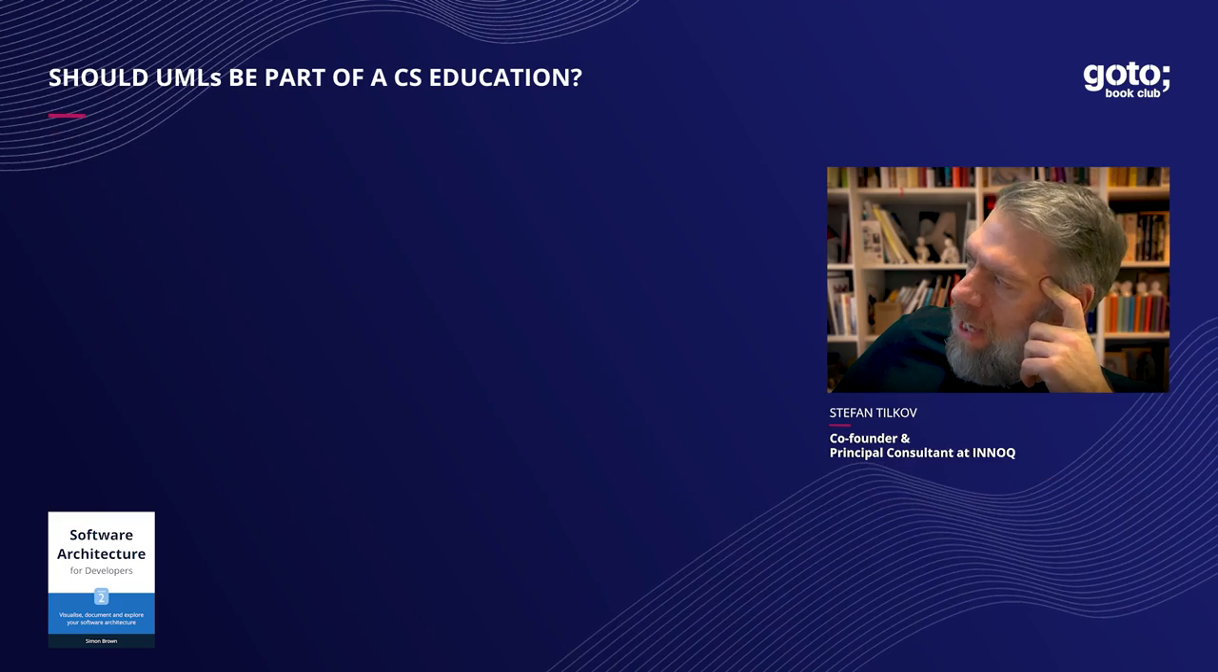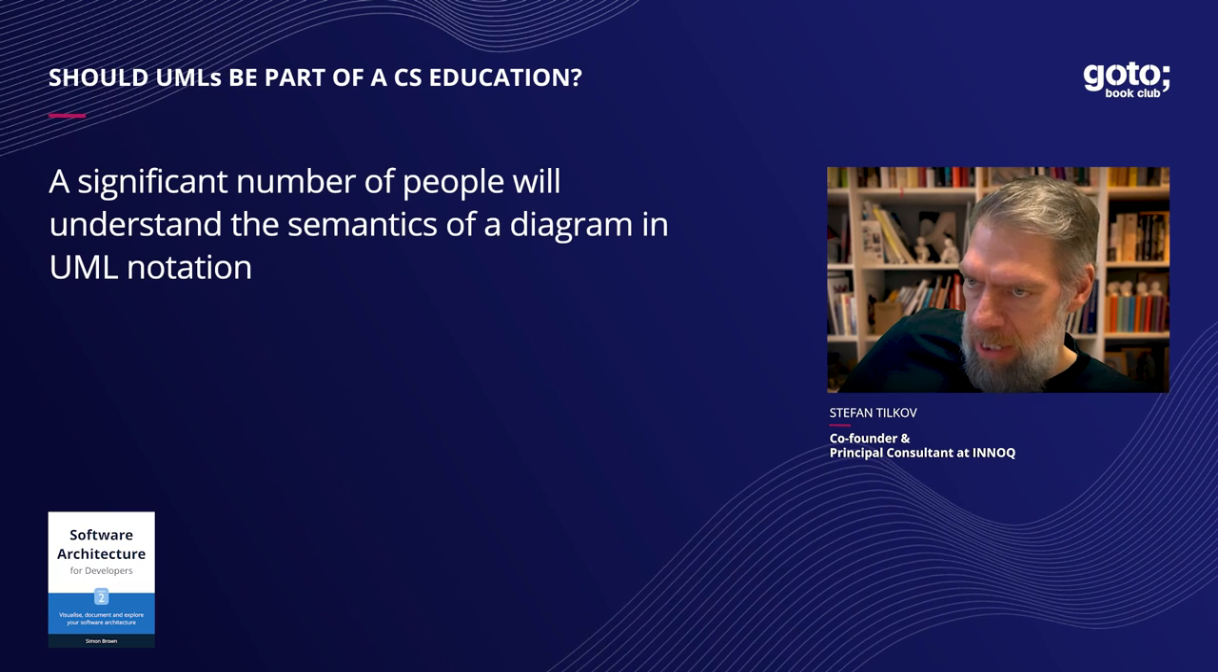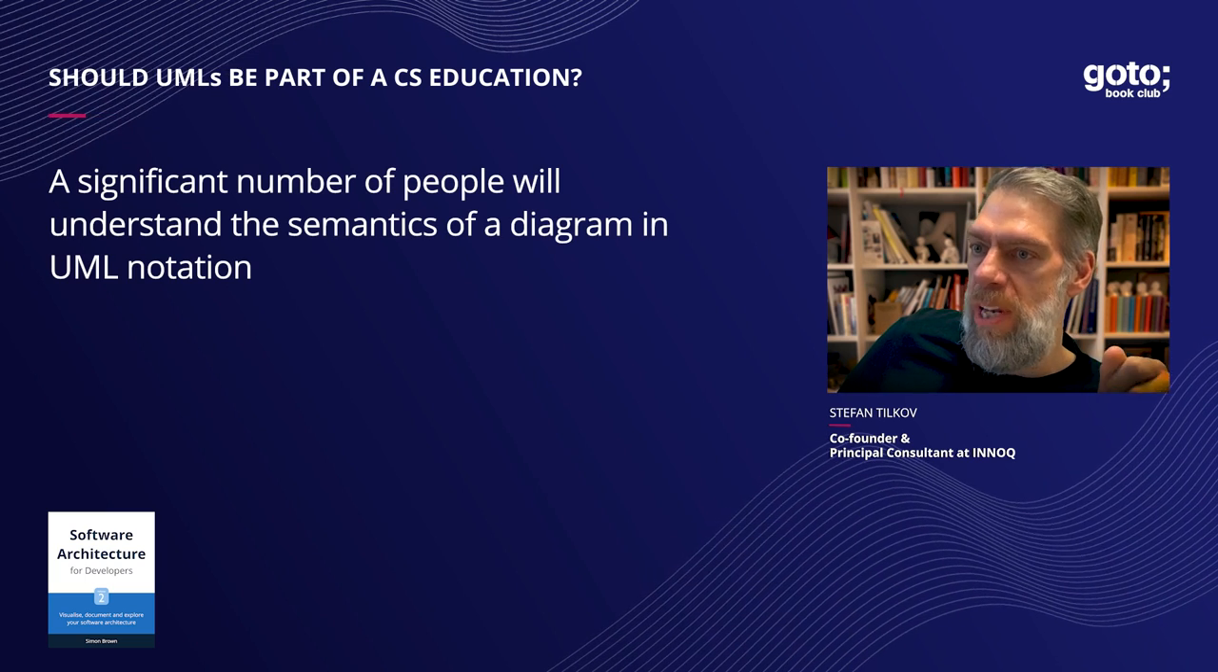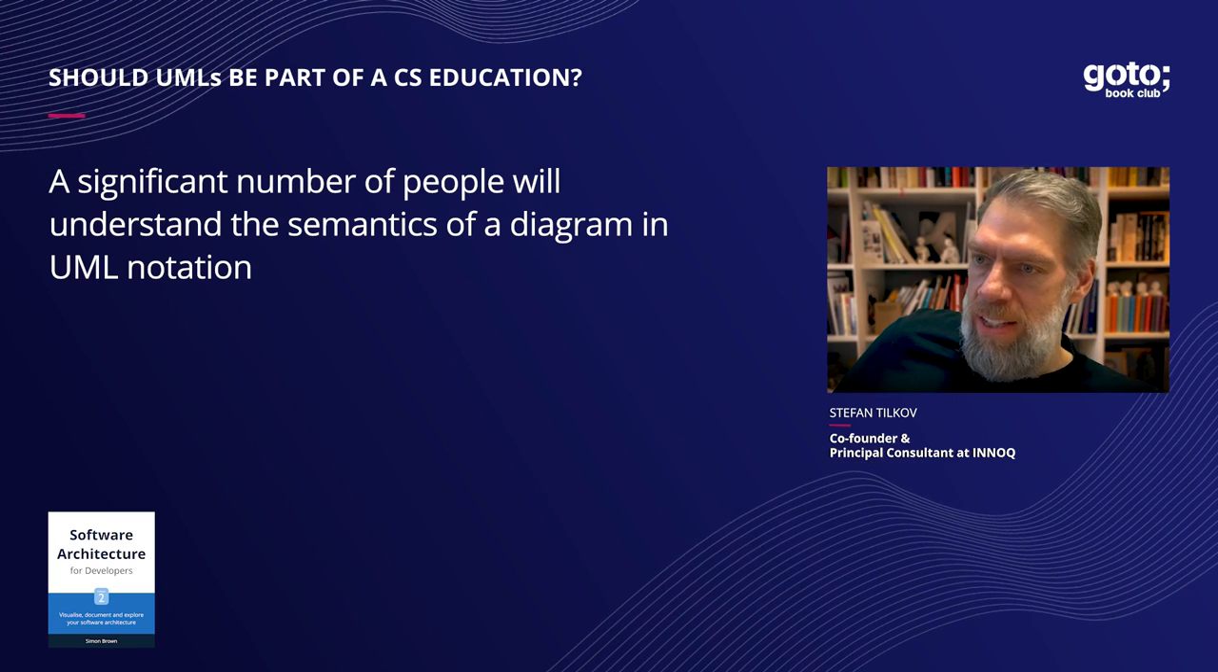I think it's useful. I think it's way too big and way too complicated. I think the mere fact that, with a lot of people, you can draw a diagram in UML notation and a significant number of people will understand the semantics of what you just drew, is an extremely useful thing. It's having a common language for those things, and there are no points to be gained by having a different one than all the others because your class diagram is super special, or your entity relationship diagram, which is typically shown as a class diagram these days.